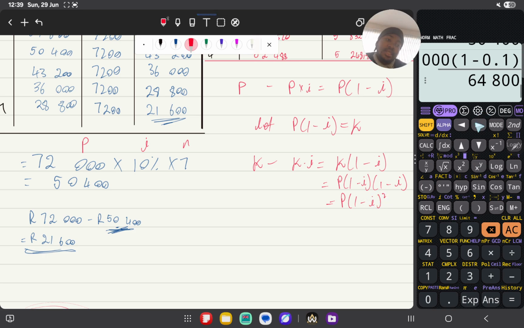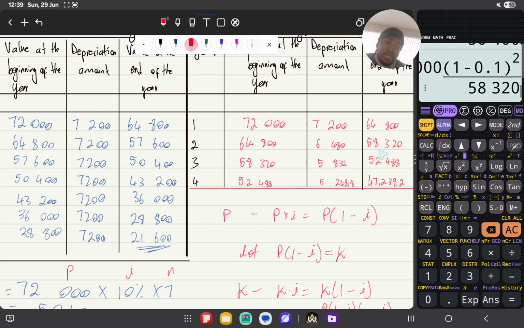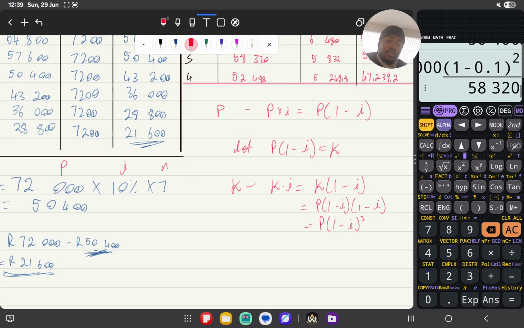And let's test it, right? Let's test it. We go here. Remember this was P, which is 72,000, 1 minus our interest, right? So now I'm gonna say to the power of 2. Look at the value we have, 58,320. You guys still follow? Last illustration before we go to solve some problems.